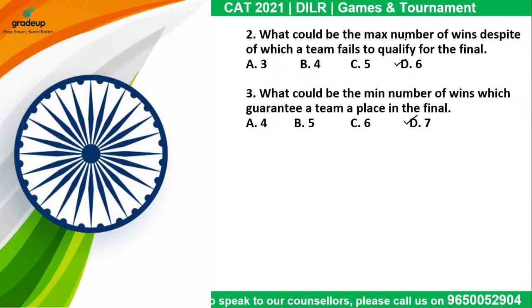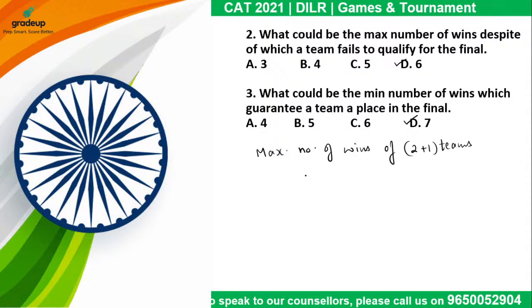See, if I have to find the maximum number of wins despite which a team fails to qualify for the final, what we do here is we try to maximize the number of wins of 2 plus 1 teams. If 2 teams are qualifying for the next round, we maximize the number of wins of 2 plus 1. Plus 1 kar dete. Okay, so we try to maximize the number of wins of these many teams.